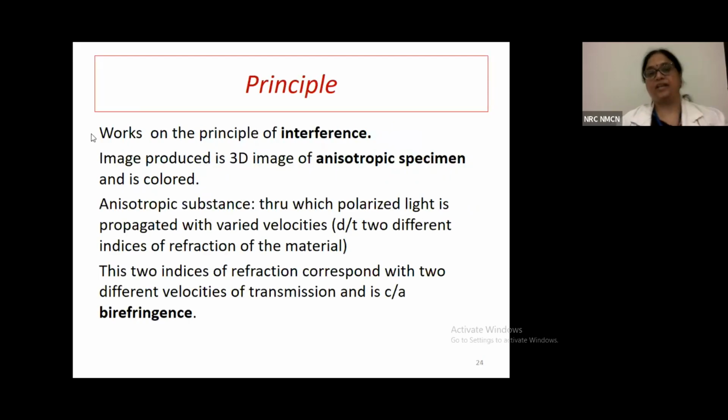So this polarizing microscope also works on the principle of interference, but we get a 3D image of the anisotropic specimen and it is colored.